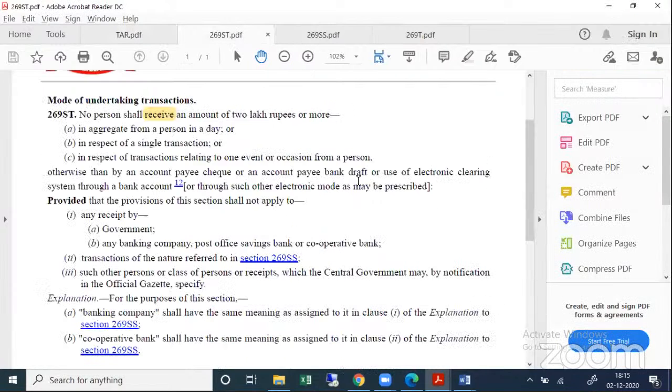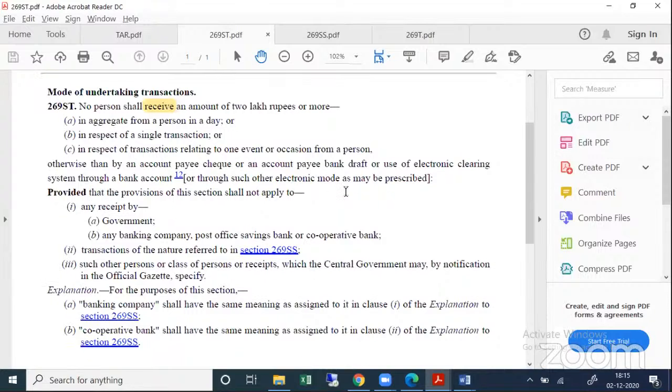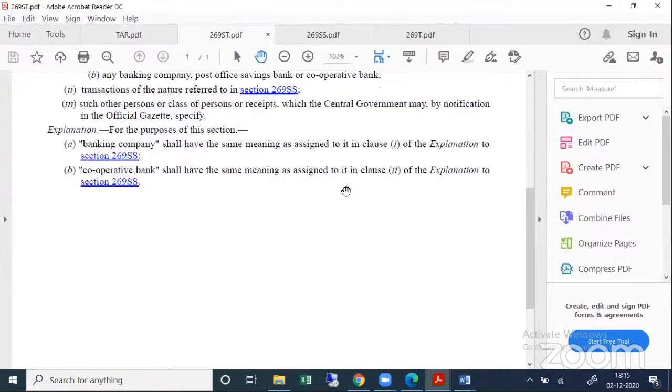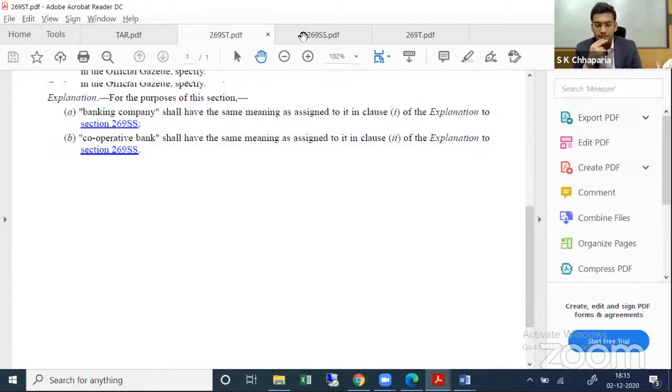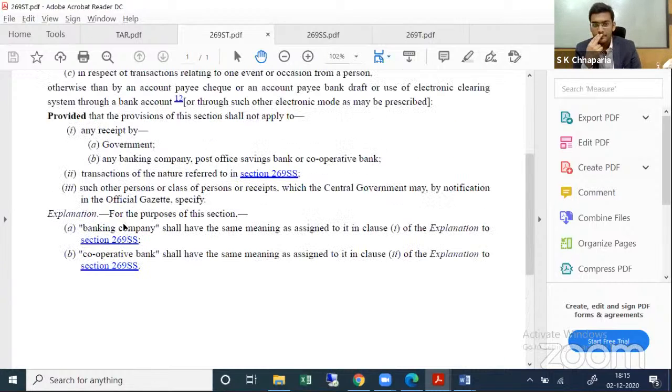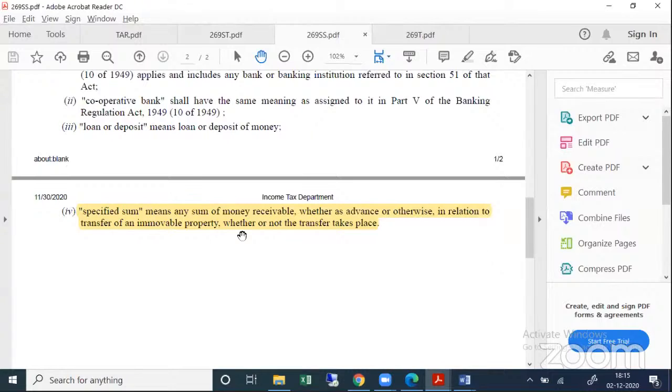And wherever the specified sum has been mentioned, it is pertaining to immovable property only. It says it is immovable property only. Specified sum is pertaining to immovable property only.